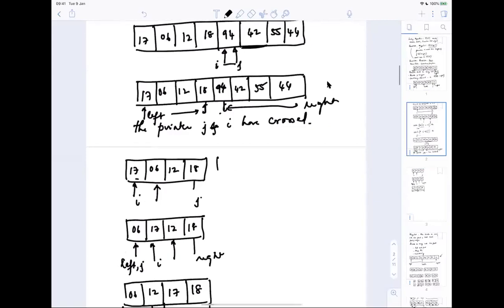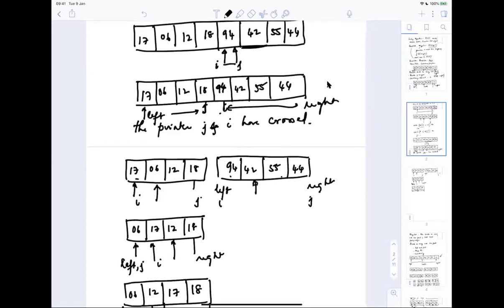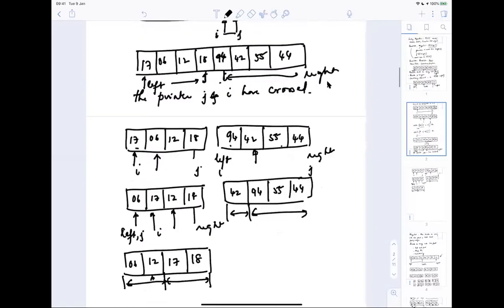It will start with 94 again. 94, 42, 55, 44. And this is left, this is right. Again, this is I, this is J. And again, this is the middle element. Compare, this is on the wrong side. So 94 and 42 will get exchanged because all the others are in the correct place. 42, 94, 55, 44. And then you have one element over here and 3 elements here. And the story repeats itself.